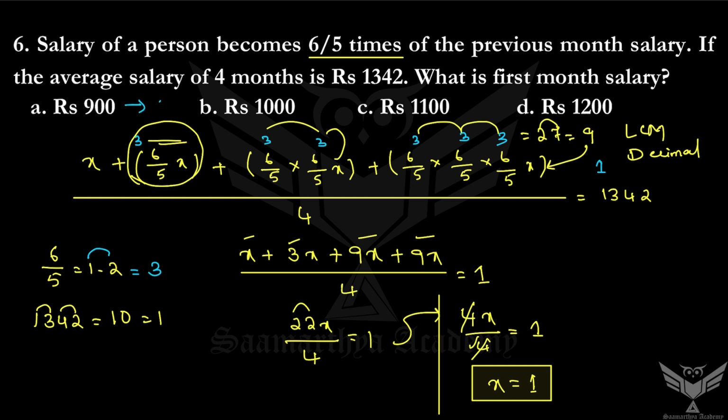Now if you add all the digits, you'll get 9. Here you'll get 1. Here you'll get 2. Here you'll get 3. Now what do you want x value to be? 1. So that is 1000.